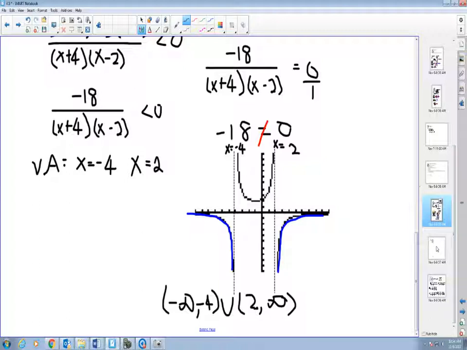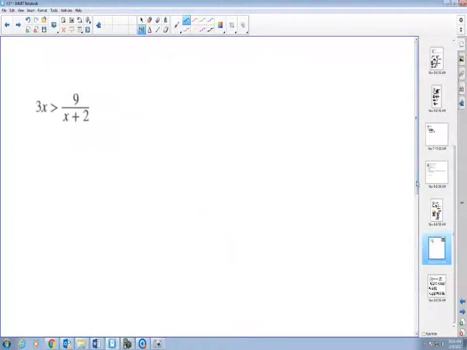Alright. So some of these problems are similar. I'm gonna do this one right here with you. Tell you what, I'm gonna move my 9 over x plus 2 to the other side. So that'll give me 3x minus 9 over x plus 2.